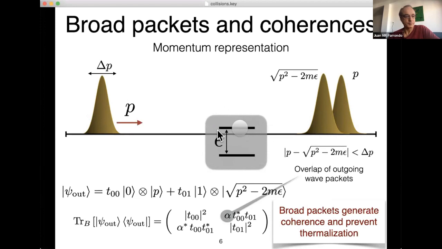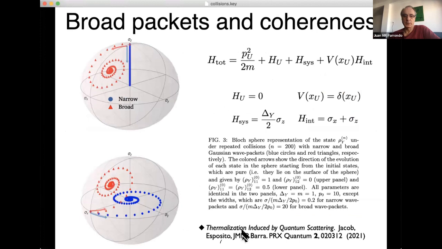Okay, these are our simulations. You can find all this in this paper, published last year in PRX Quantum. And here you have, for instance, the same system, the same interaction, everything equal. But we bombard the system with wave packets, in this case with narrow wave packets, and here with broad packets. The rest of the parameters are the same; we only change delta P, the dispersion. The system is a qubit, so we can use the Bloch sphere to represent it. The interaction is here delta, but these are details which are not really very important.